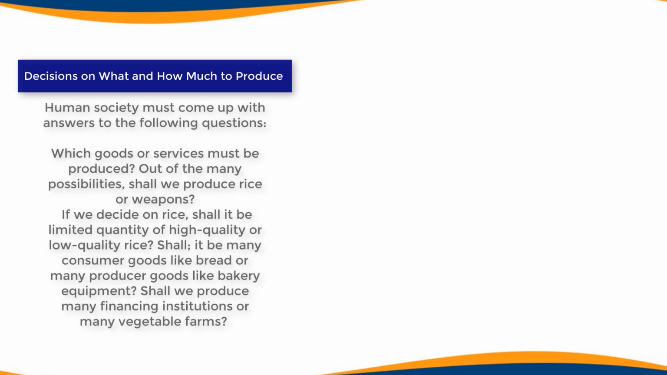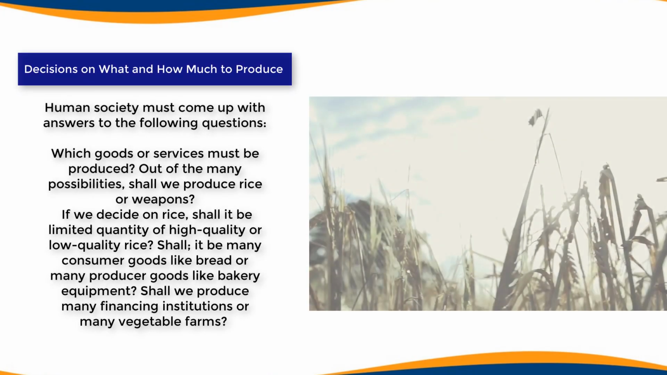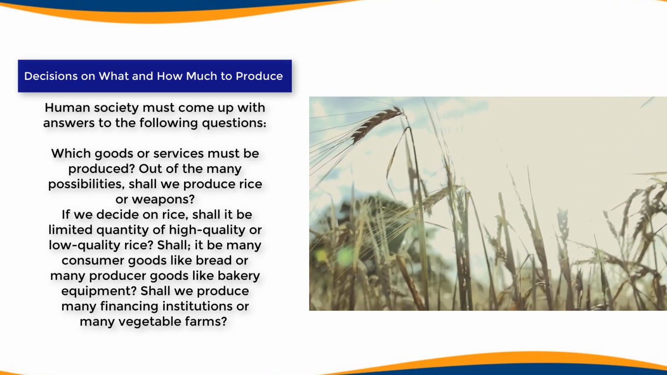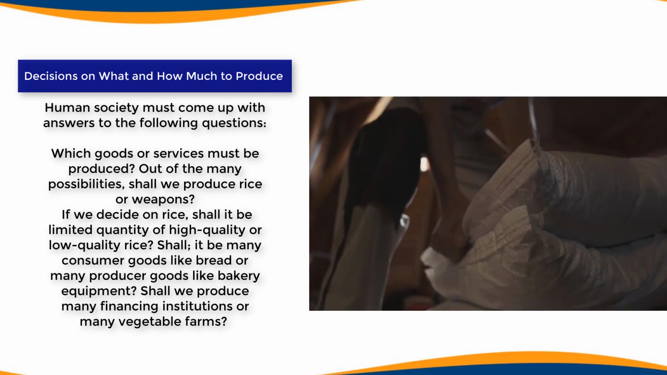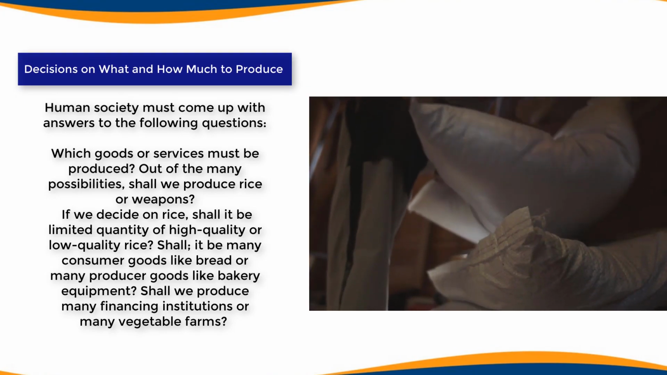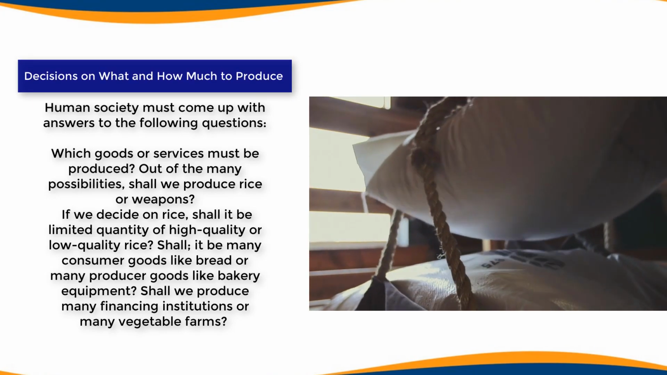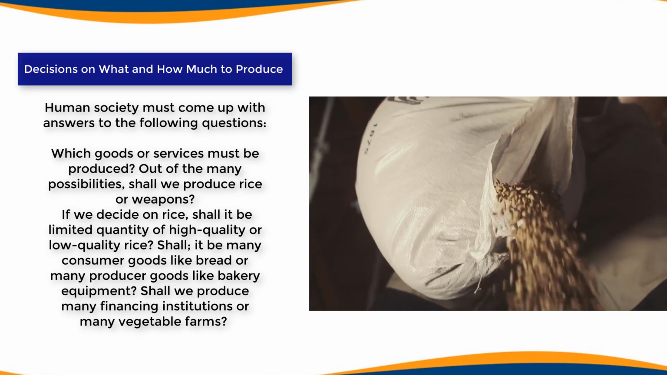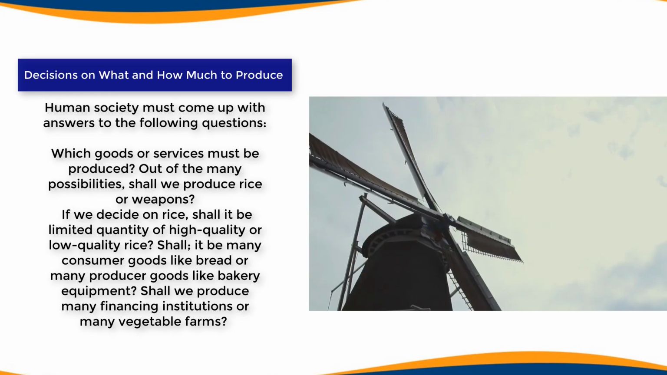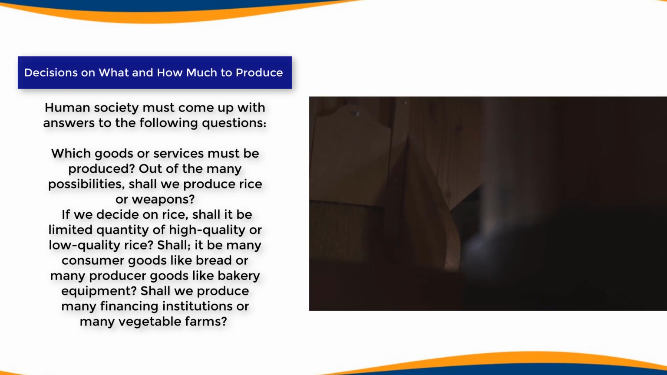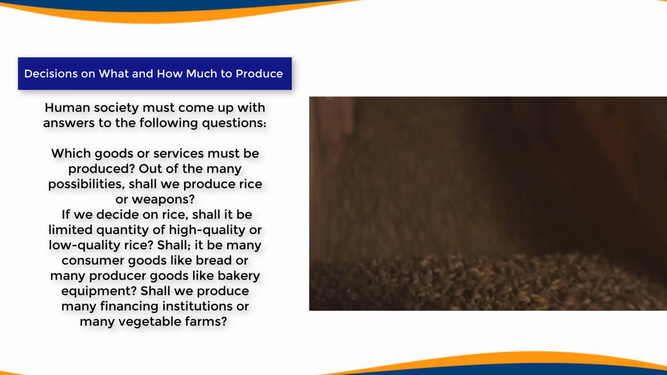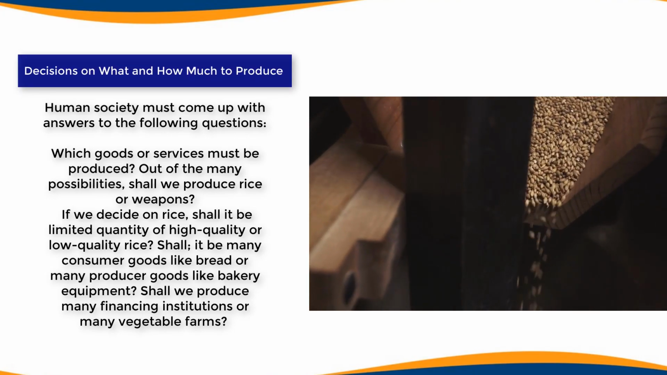Decisions on what and how much to produce. Human society must come up with answers to the following questions. Which goods or services must be produced? Out of the many possibilities, shall we produce rice or weapons? If we decide on rice, shall it be limited quantity of high quality or low quality rice? Shall it be many consumer goods like bread or many producer goods like bakery equipment? Shall we produce many financing institutions or many vegetable farms?